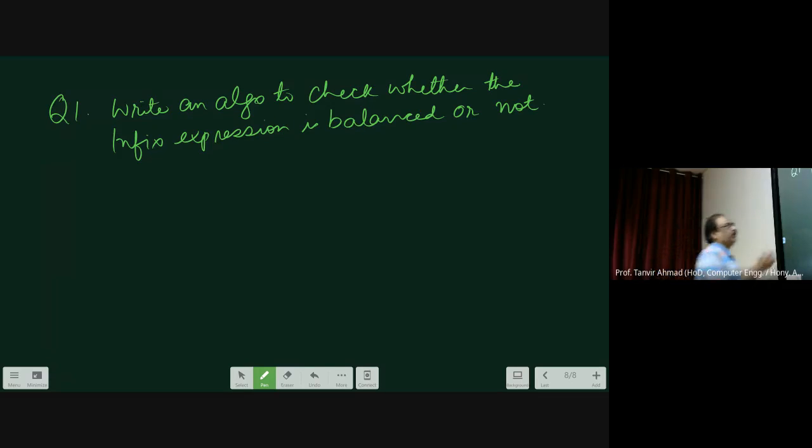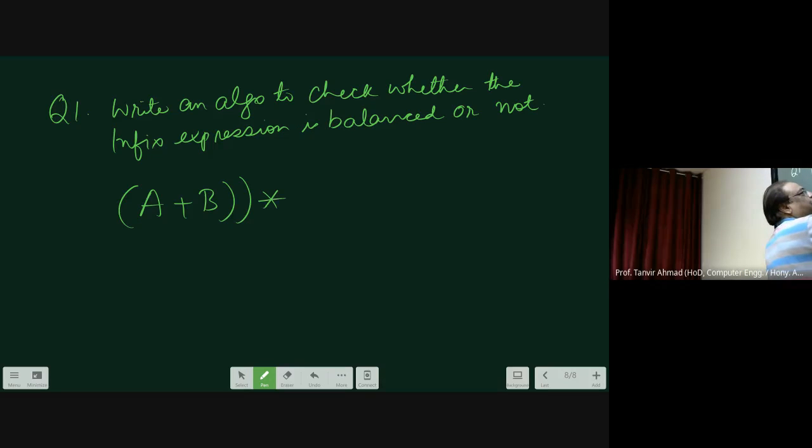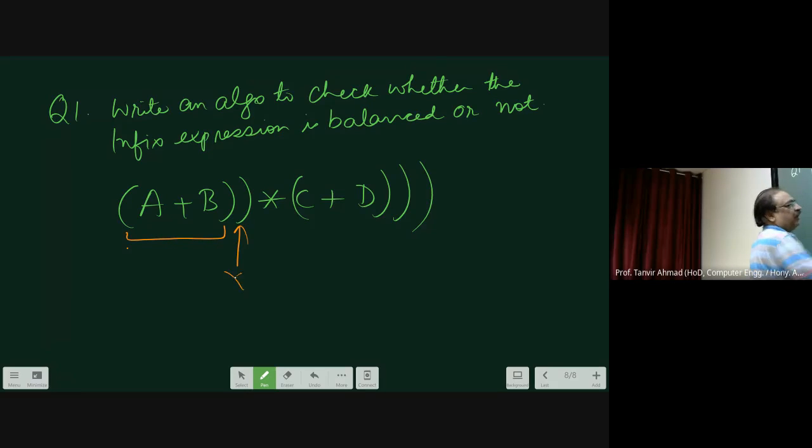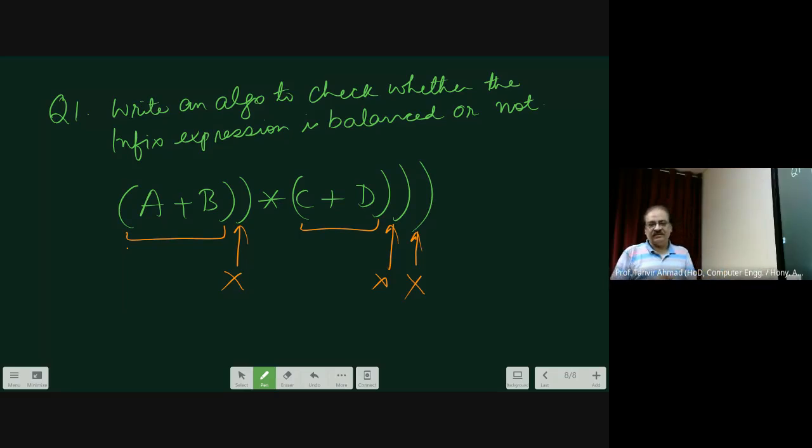Now in that case, let us take an example. If I have an expression like this, to check whether it is balanced or not, obviously manually you can do it, as you find that these brackets are matching. Therefore it is easy for you. This is matching, but for this one there is no corresponding left bracket. Similarly this is matching, but there is no corresponding left bracket for this, and you find that this is unbalanced.